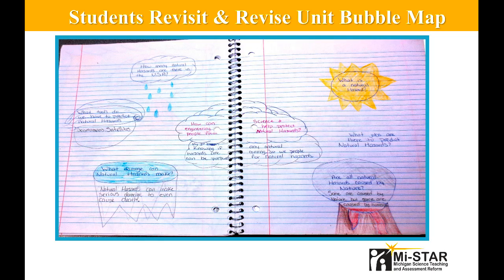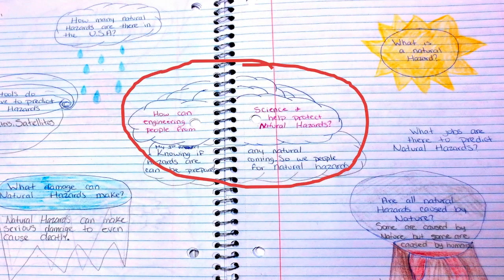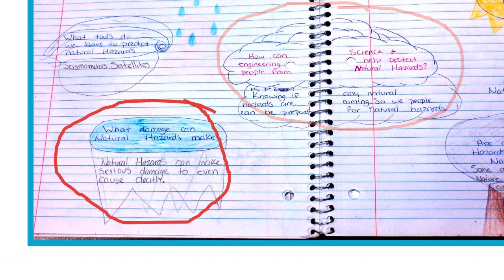Here's the unit challenge question in the middle. How can science and engineering protect people from natural hazards? One of the questions is this one. What damage can natural hazards make? The student's answer is, natural hazards can make serious damage to even cause death.